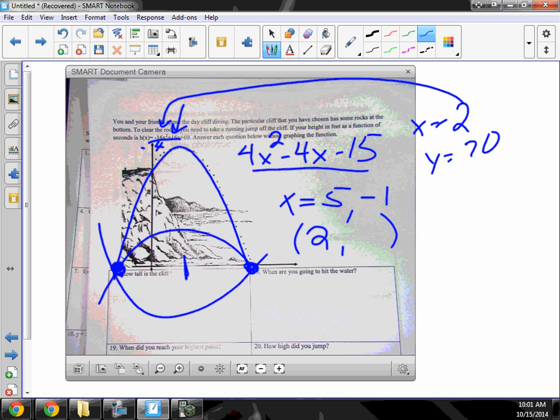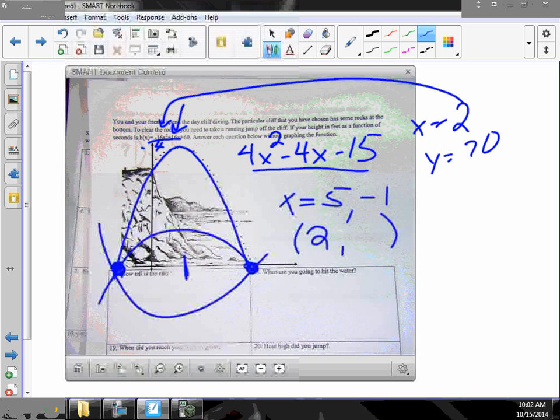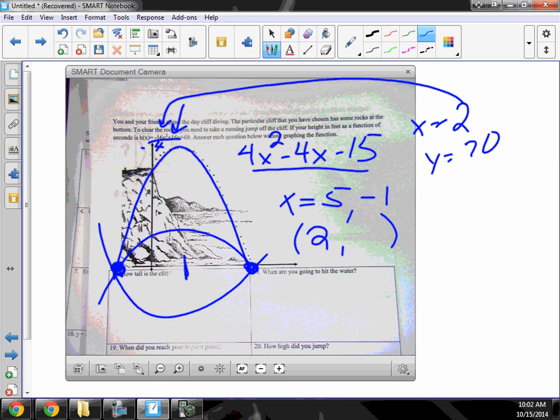Number 20 says, how high did you jump? You jumped 10 feet. If your maximum is 70 and you started at 60, that means you jumped 10 feet. 21. How long does it take you to rise to your maximum height and fall back to the same level? It wants to know, how long does it take to go from here to here? If my maximum takes 2 seconds, then it would take 4 seconds to jump, hit max, and get back to the 60-foot level.